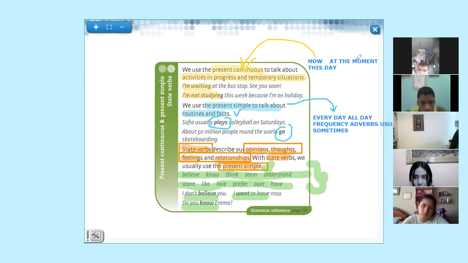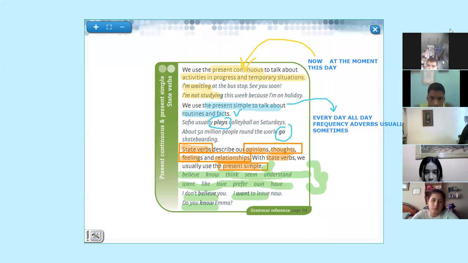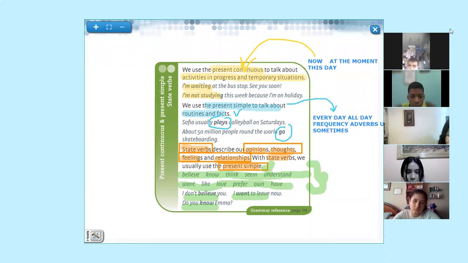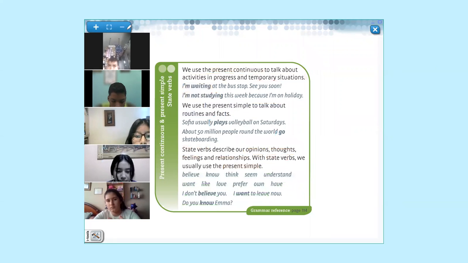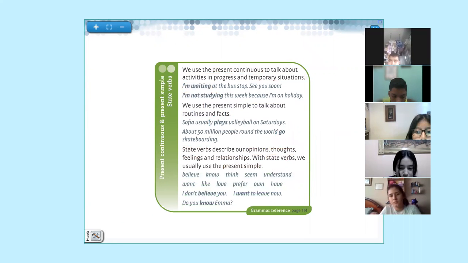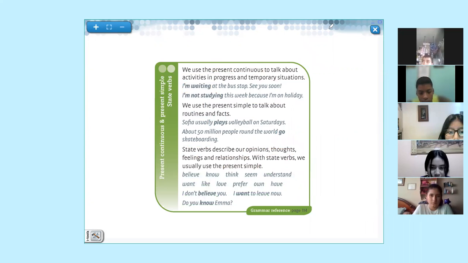Pay attention to these expressions and these verbs. Those are the verbs that we are going to work with in the activities today. So we are going to finish this part, okay? And we are going to have a little practice with this. Let me have a minute, please.